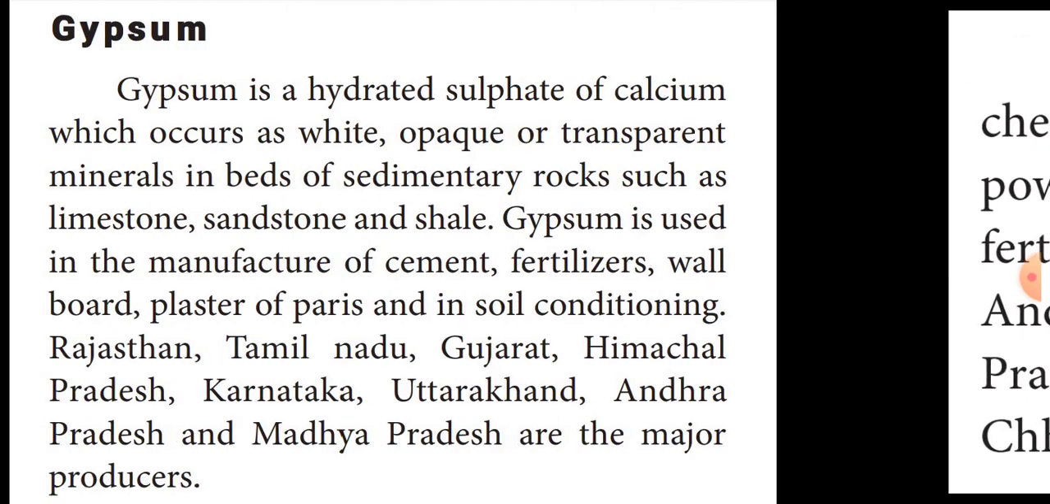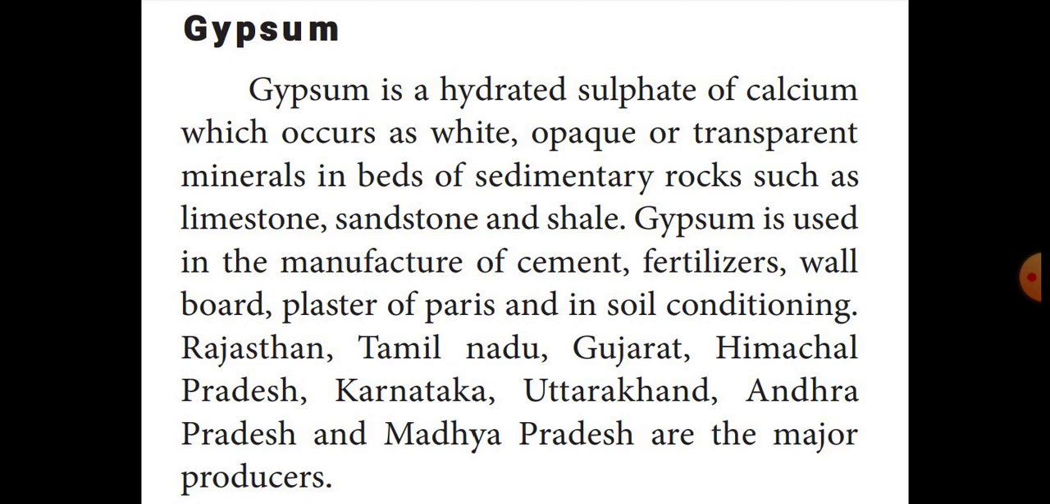The last one is gypsum. Gypsum is produced from the hydrated sulfate of calcium, which means from sedimentary rocks that contain hydrated sulfate of calcium. It is mostly used for manufacturing cement and fertilizers. The leading gypsum producing state is Rajasthan, followed by some other states.